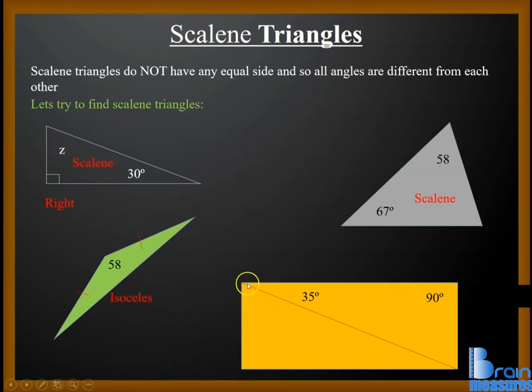And in the last one, even though we have a rectangle, the triangle that they want us to look at is the one marked by the red line, this divider right in between. This angle is 90 degrees, this one is 35, and we want to find out what this one is. If you go ahead and do this, you will find that this is a scalene triangle, but it is also a right angled triangle.